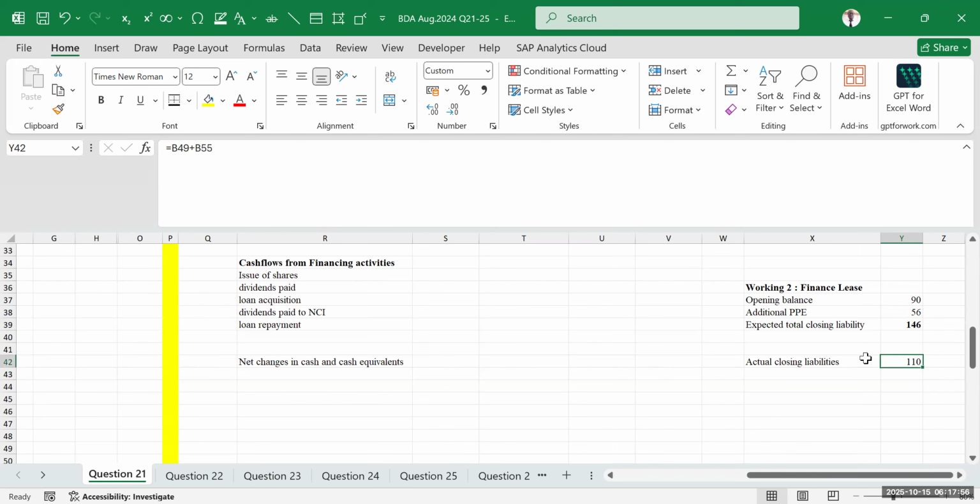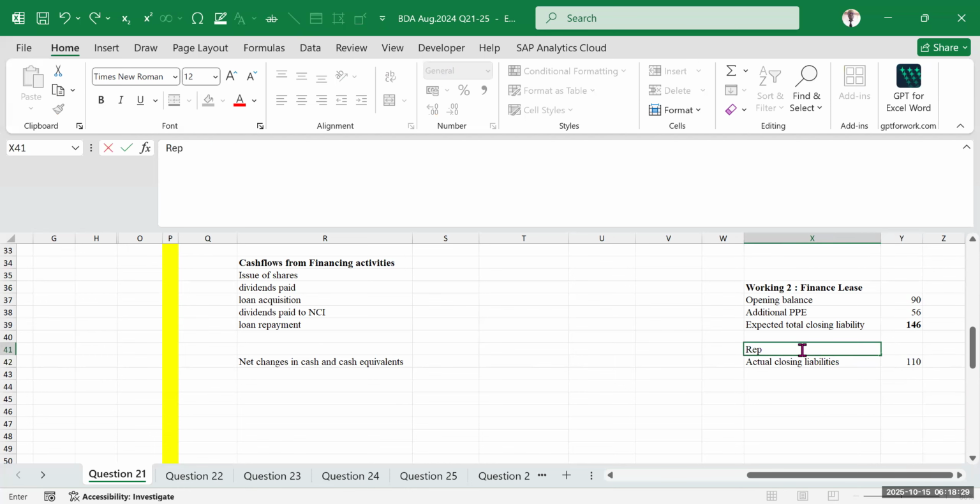What must have happened? We must have paid part of it, because we opened with 90 million. We added more lease liability of 56. So at the end of the year, this company was to pay 146 million for lease liability. But we realized that when the year ends, this company is having a total lease liability of 110, meaning these guys must have paid some of this financial lease. So we call it repayment of finance lease.